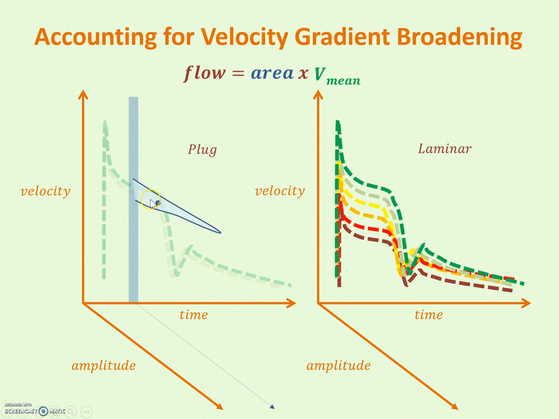And in plug flow, you can see that the centroid frequency, or the mean frequency, and the max frequency are essentially right on top of each other. So when you do the VTI of the max and you get the distance, you're also getting the mean, and that's because they're all traveling at roughly the same velocity.